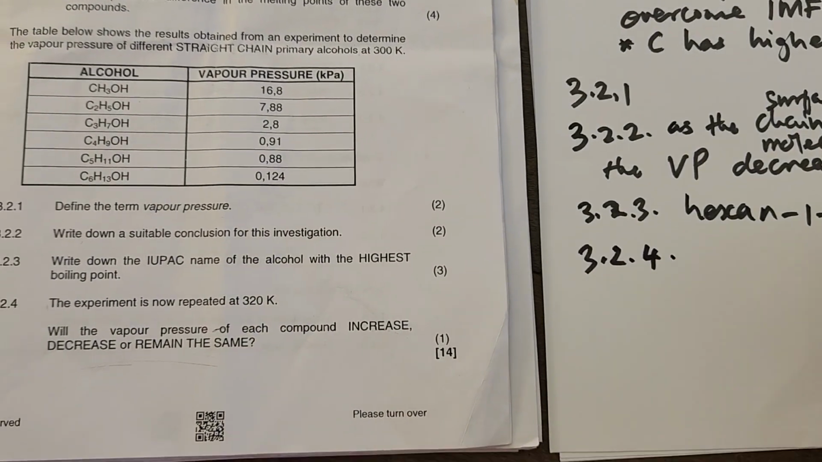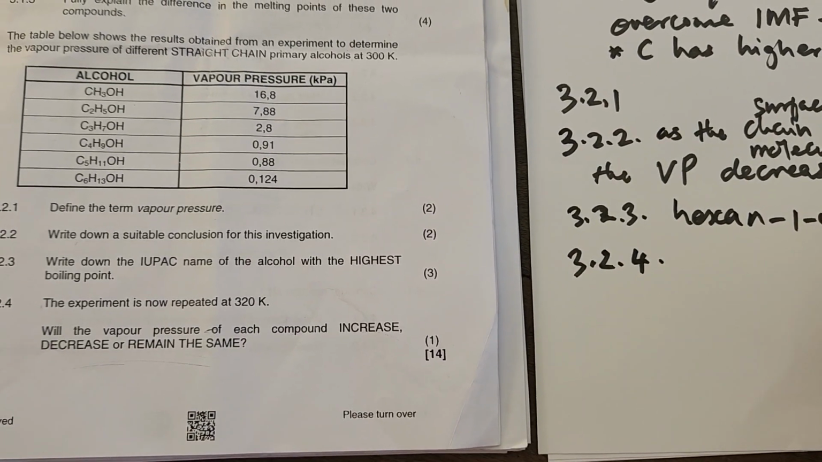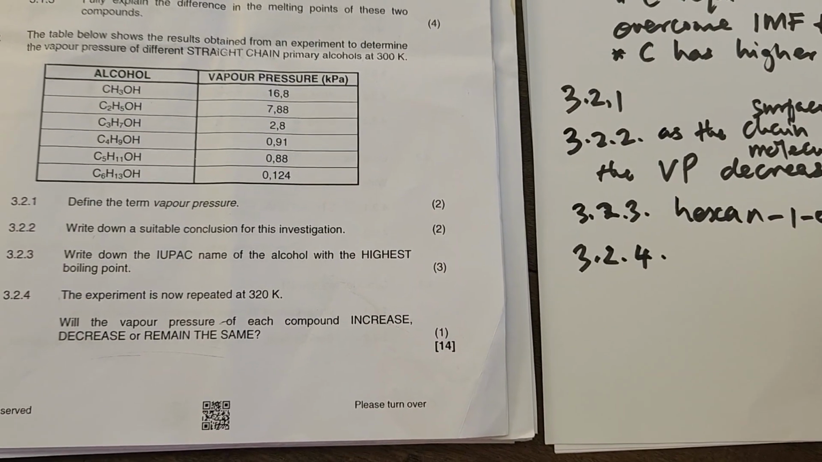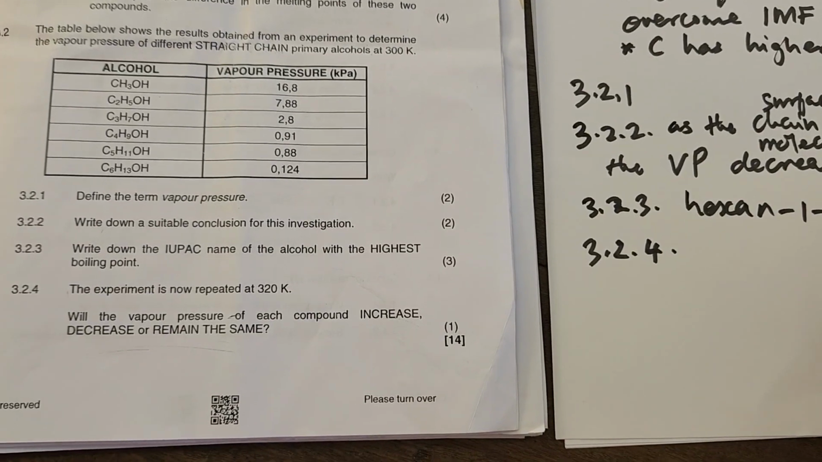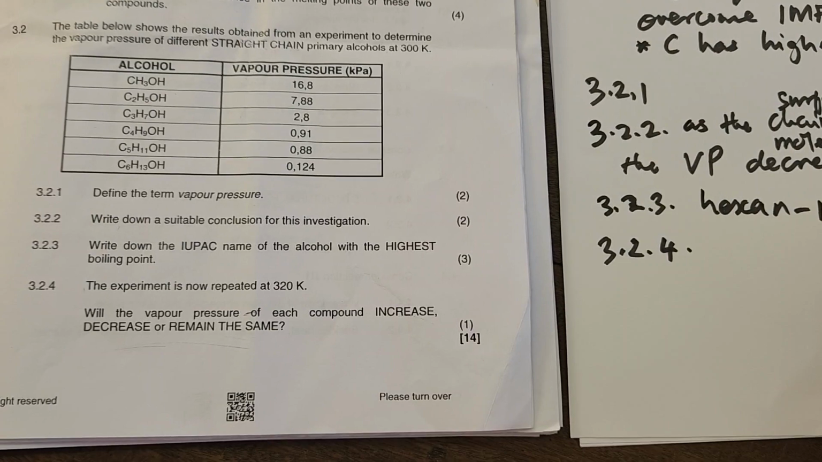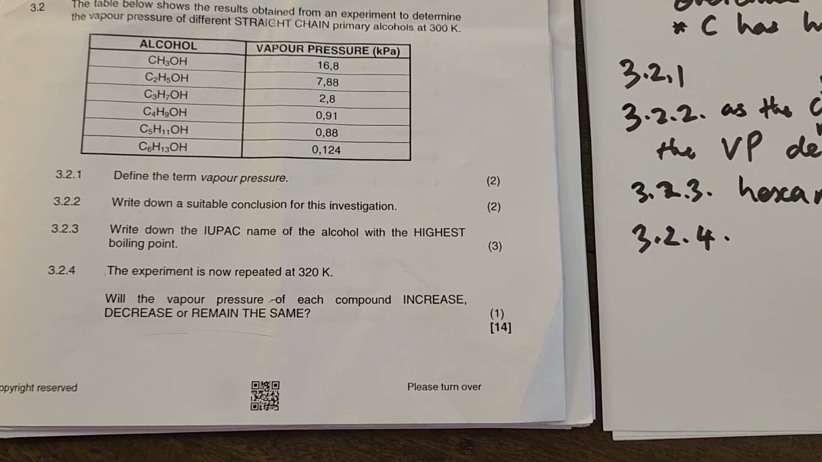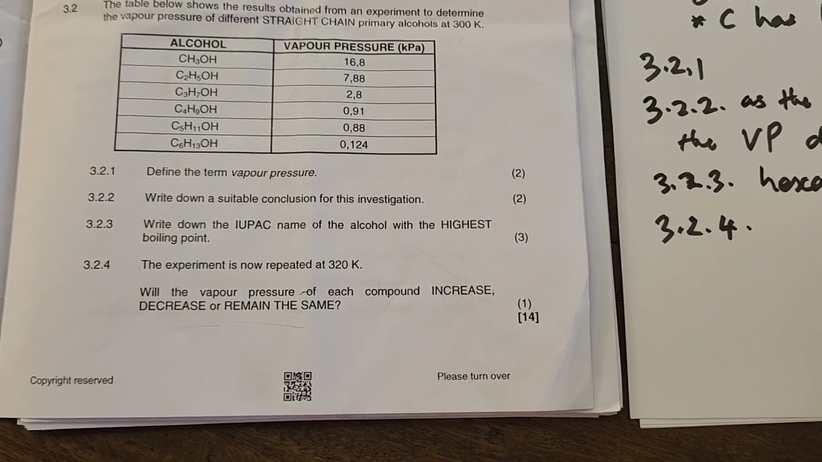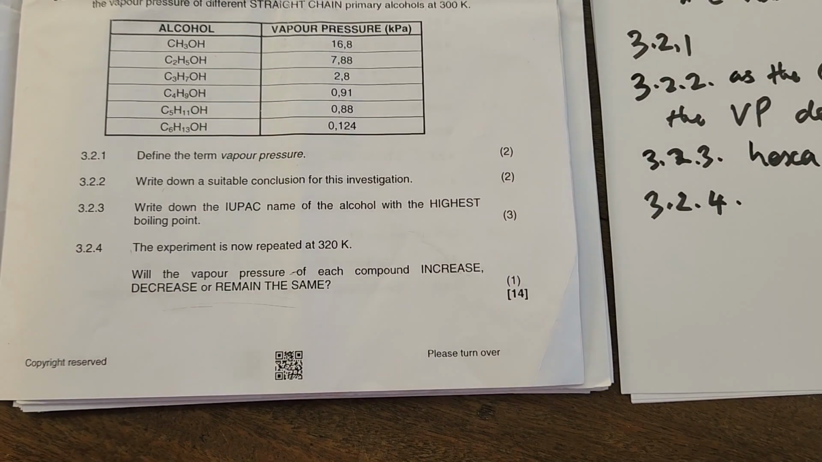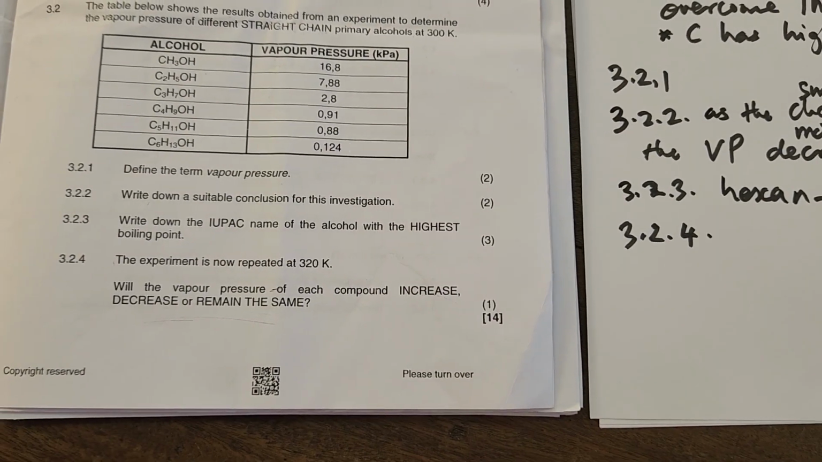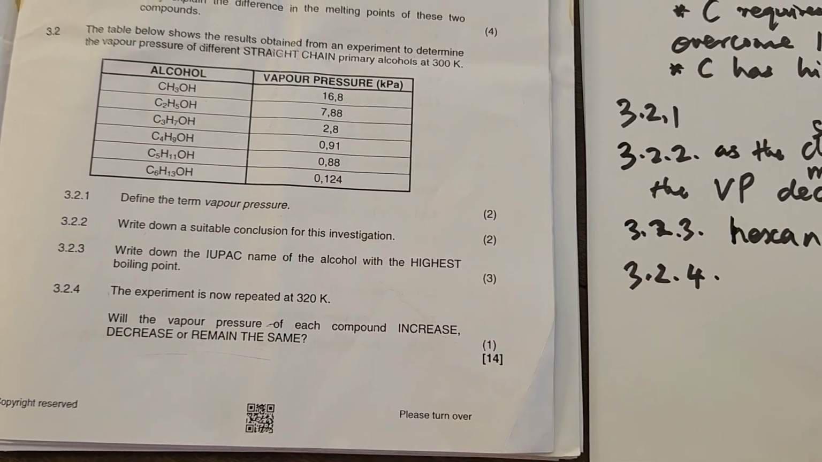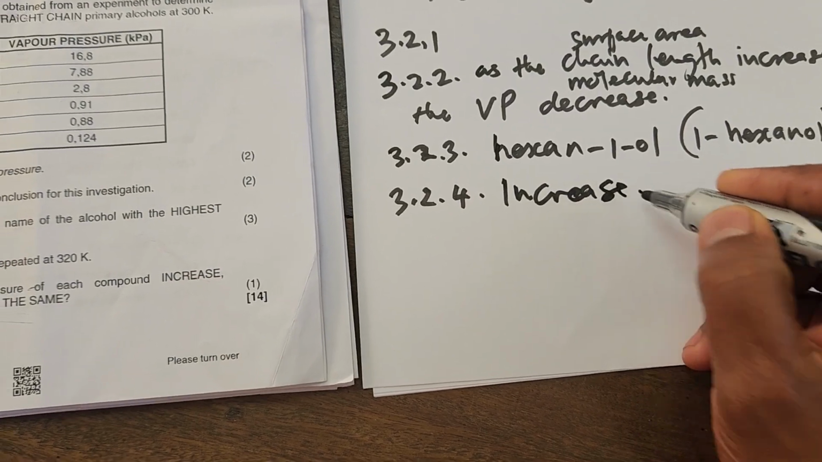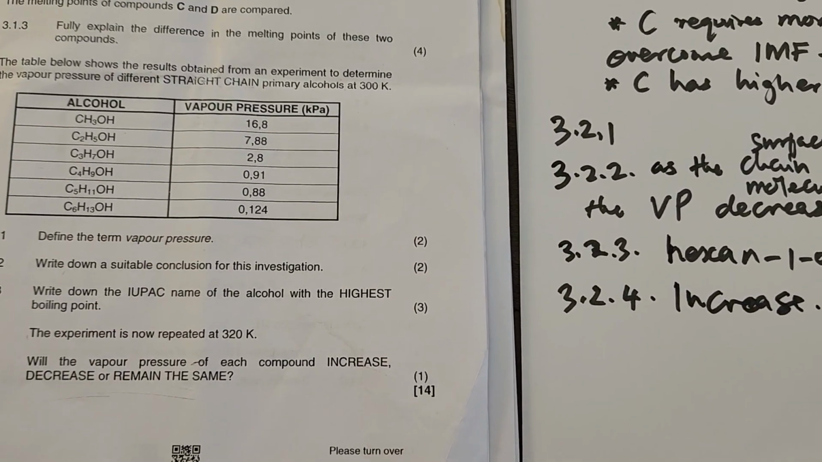3.2.4. Now they're saying again, for 1 mark, the experiment is now repeated at 320. We have increased the temperature. So will the vapor pressure of each compound increase, decrease, or remain the same? We know that when you increase the temperature, the vapor pressure will also increase because we produce more vapor. So you just write increase. And that one is a bonus question. That's all the 14 marks in this question.